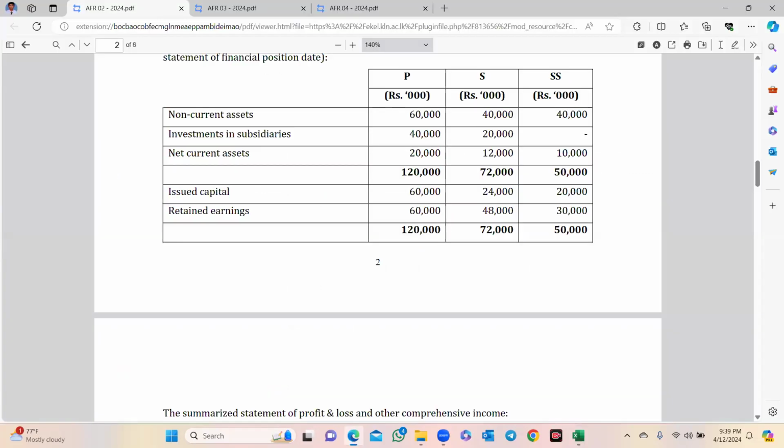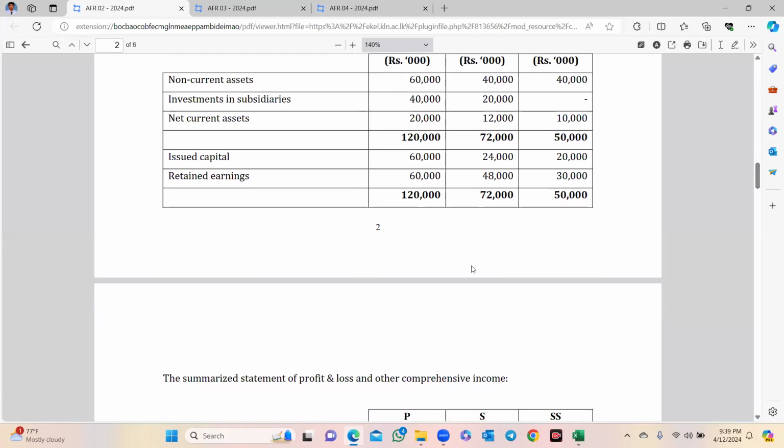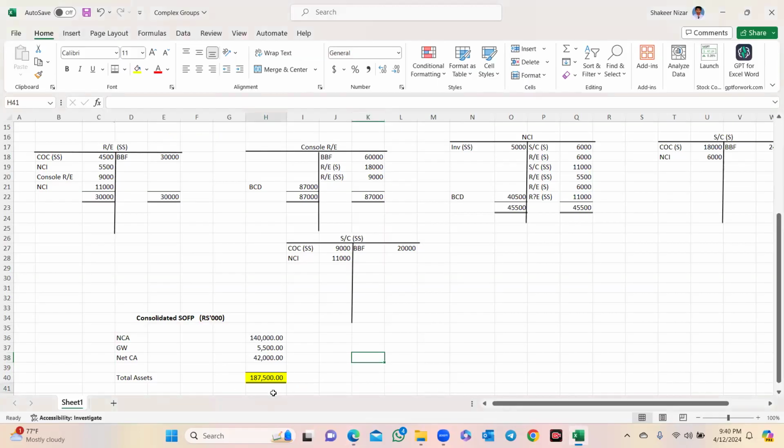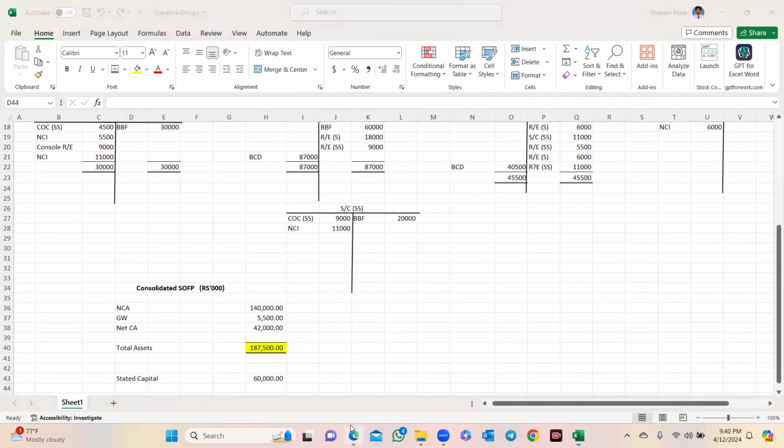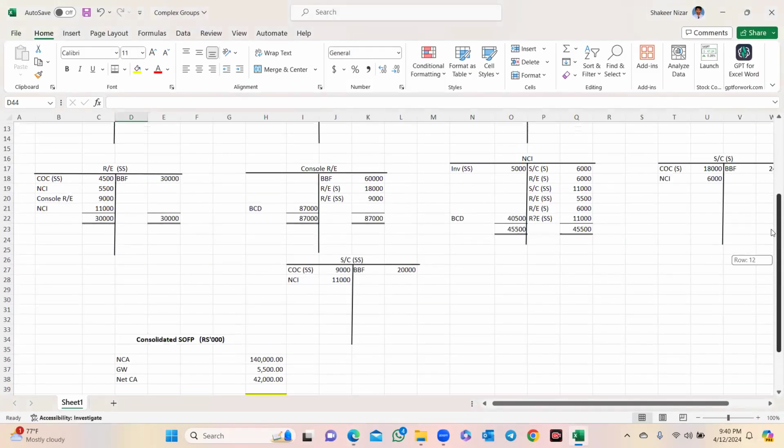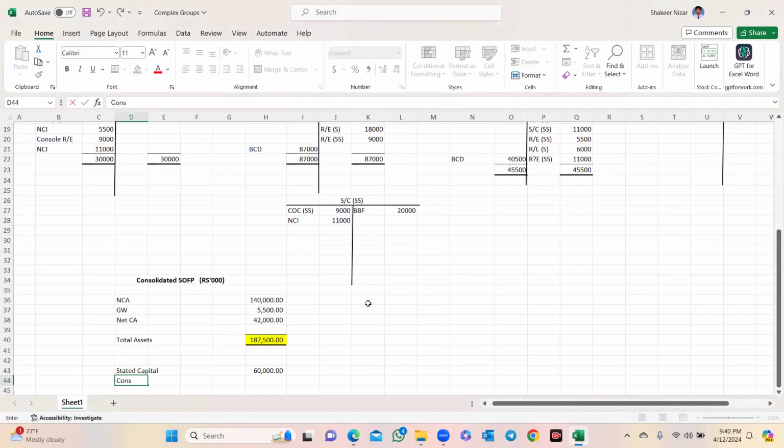Equity and liabilities. Stated capital, the parent portion is 60,000. And again, we have what? Consolidated retained earnings, how much is it? 87,000. And the NCI, non-controlling interest, the minority shareholders' portion, is 40,500.